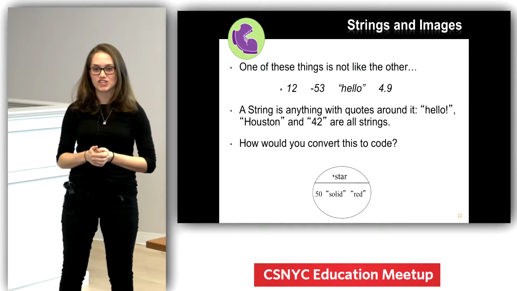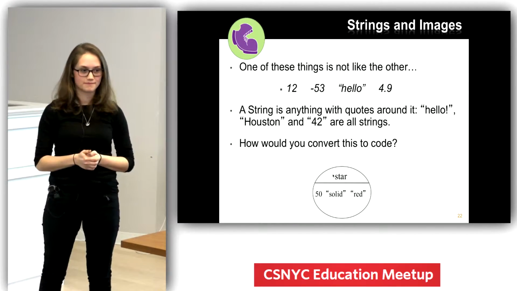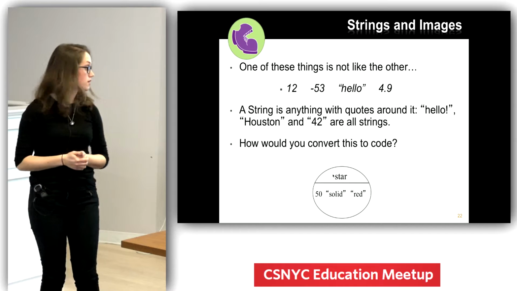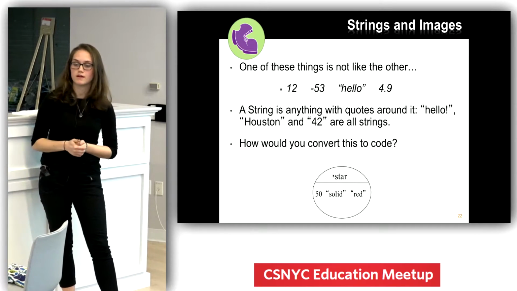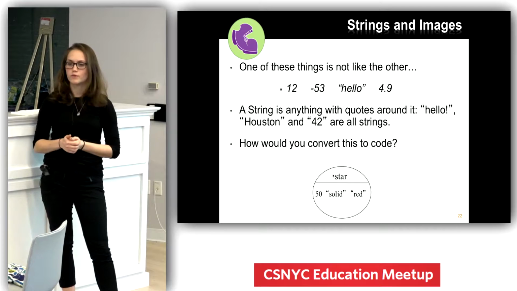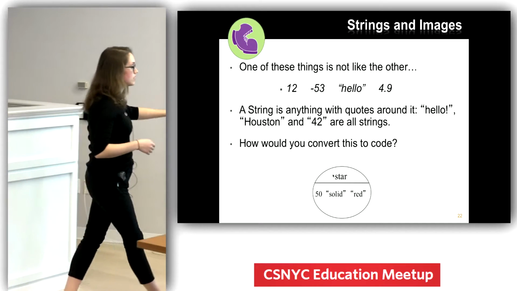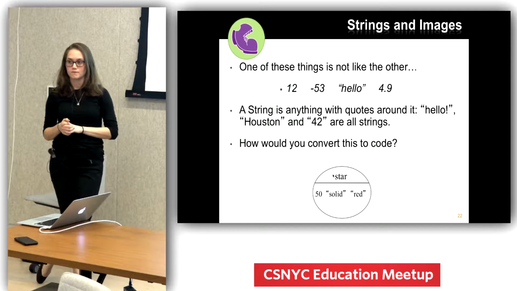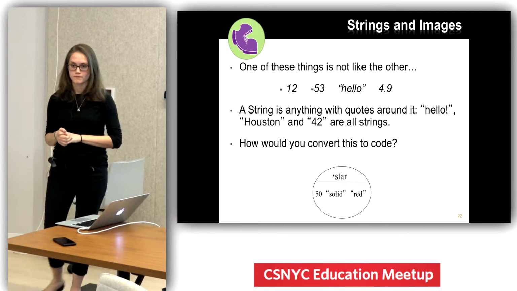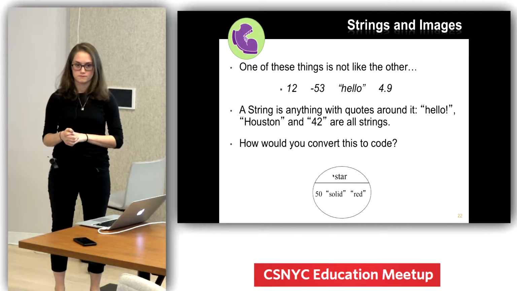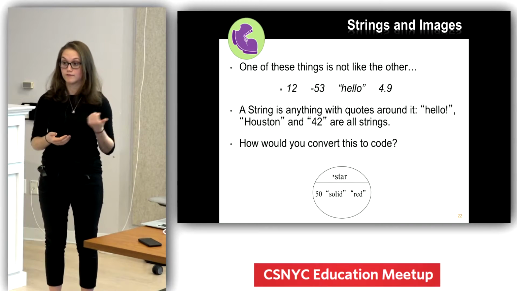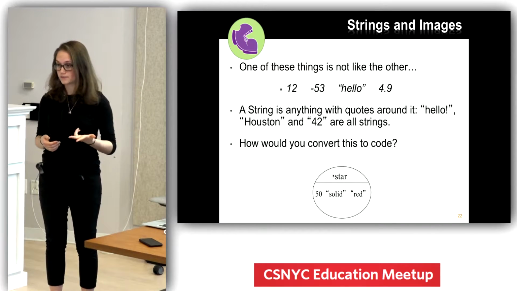What's the domain of the function star? Number and 2 strings. Number, string, string. And what if I told you the domain of my function was 50 solid red? What would you tell me as a teacher? That's just an example, one of the possible domains. The types are: 50 is a number, and solid and red are strings.